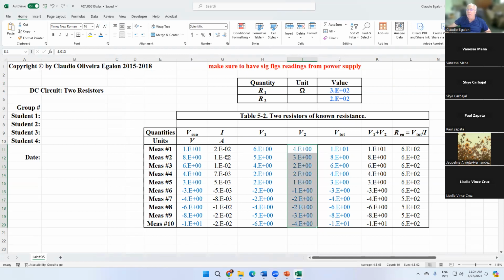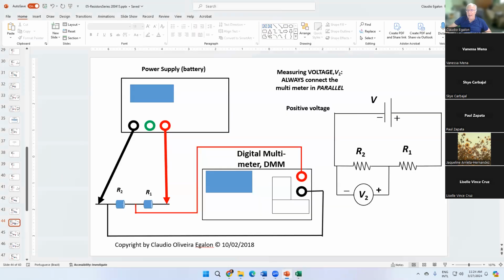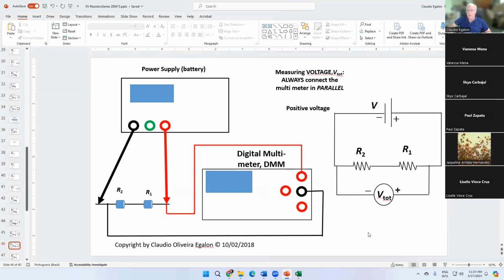And now we have all those measurements. Those measurements that you see here, you get from the screen of the power supply. Those other measurements are from the DMM. And now we are going to measure the current. I leave the current to last because it's the more difficult one to do.